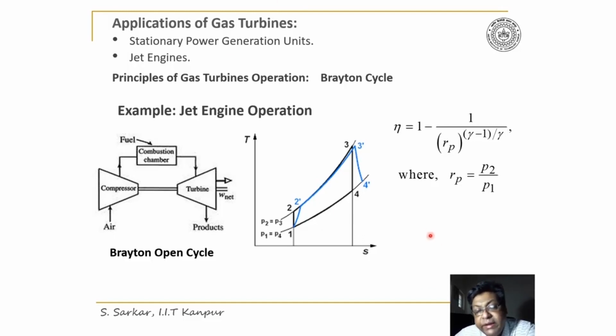And if you calculate the efficiency of the cycle, then it can be expressed that eta is equal to 1 minus 1 over Rp to the power (gamma minus 1) by gamma, where Rp is nothing but pressure ratio P2 by P1. So as the pressure ratio of the cycle is increased, its efficiency increases.